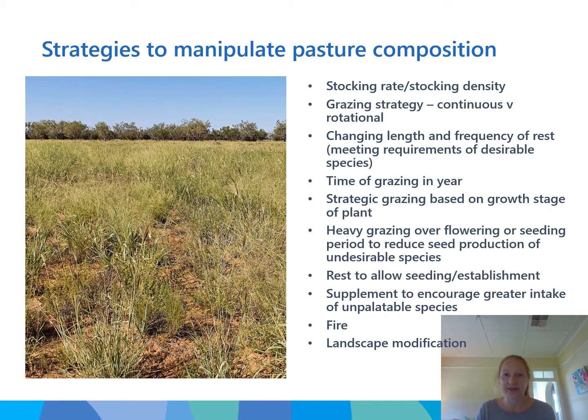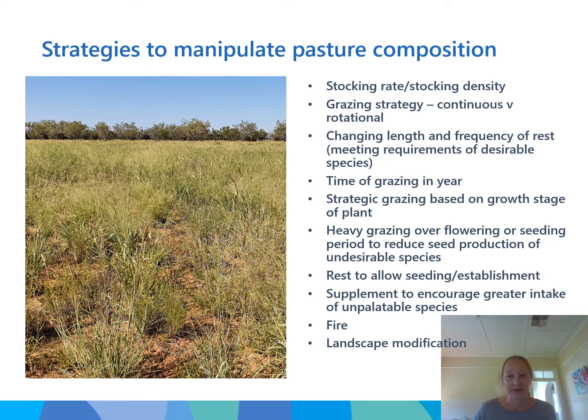And so in terms of strategies that are available to help manipulate that pasture composition, I've included a few examples here. As we mentioned earlier, the stocking rate or density related to the grazing intensity can have an effect, and the grazing strategy, for example, continuous versus rotational or cell or seasonal grazing systems, for example, and in this changing the length and the frequency of those rest periods to meet the requirements of those desirable species. We can always change the timing of grazing within the year and also employ strategic grazing based on the growth stage of plants.